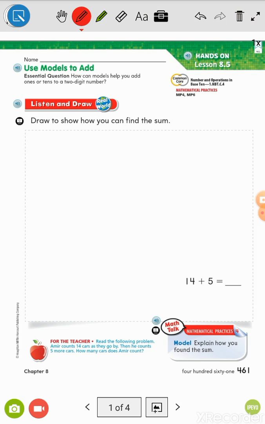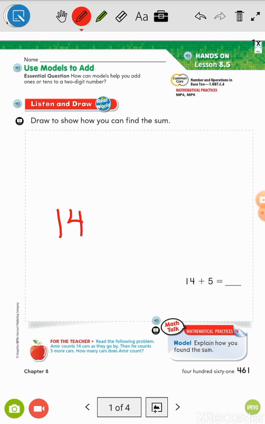Amr counts 14 cars as they go by. Then he counts 5 more cars. How many cars does Amr count? First he counts 14. Then he counts 5 more.